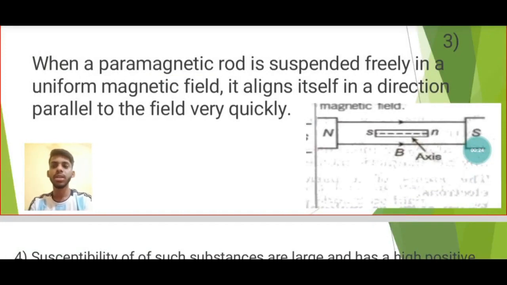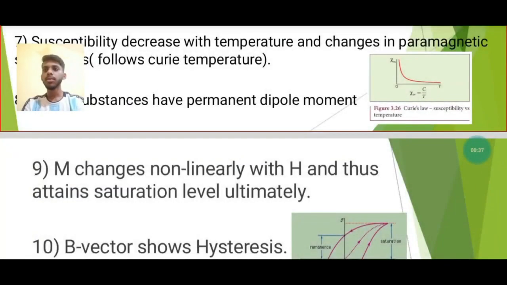So the third property of ferromagnetism is that when a paramagnetic rod is suspended freely in a uniform magnetic field, it aligns itself in a direction parallel to the field very quickly.